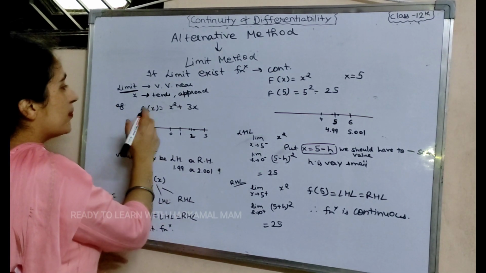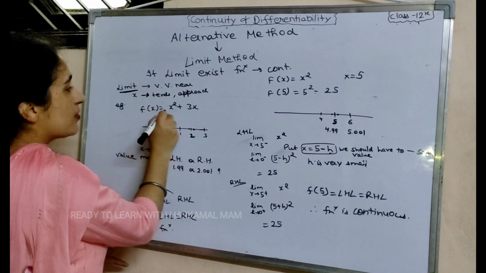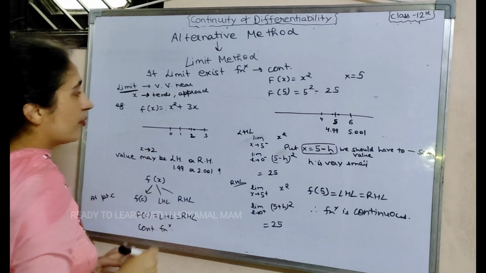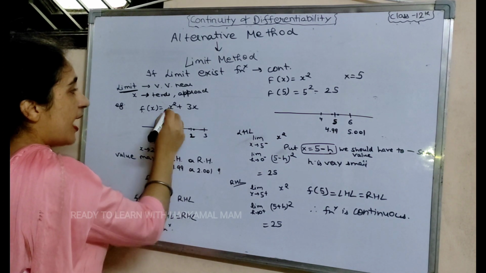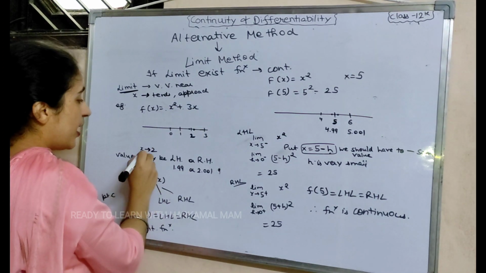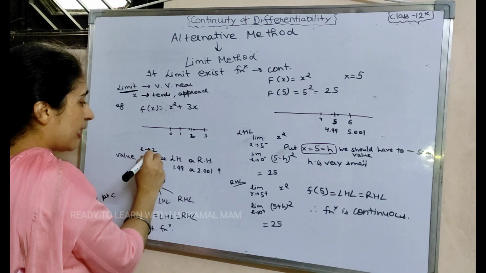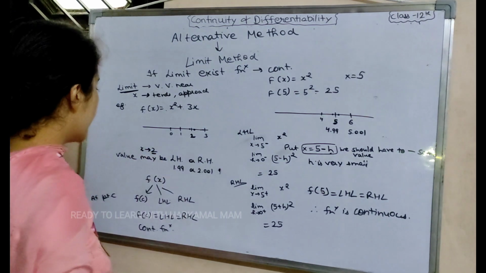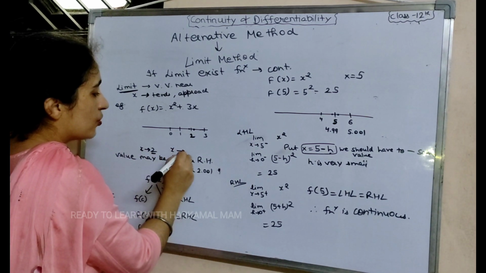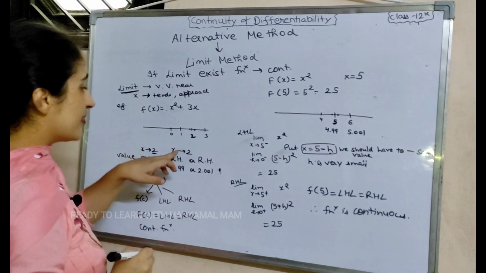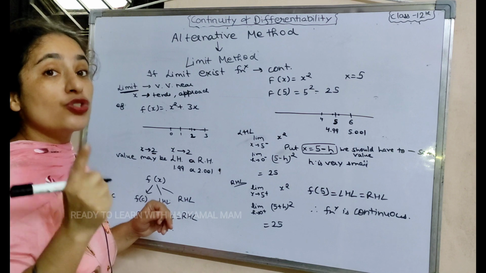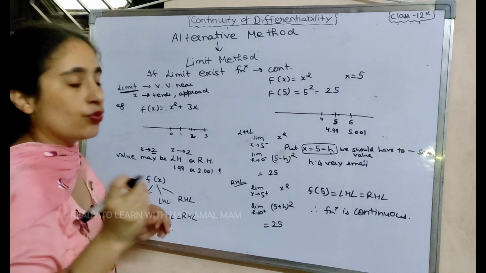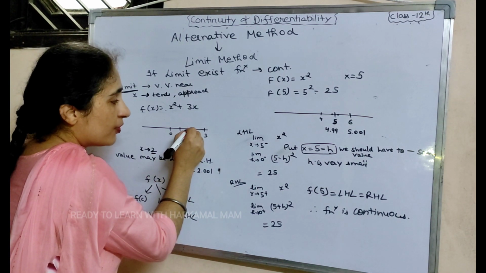For example, if we take the function f of x is equal to x square plus 3x, if we have to check the continuity of the function at this point 2, here x approaches to 2. It means x value is not 2. It means it approaches to 2. It's very near to 2. It may be in the left of 2.